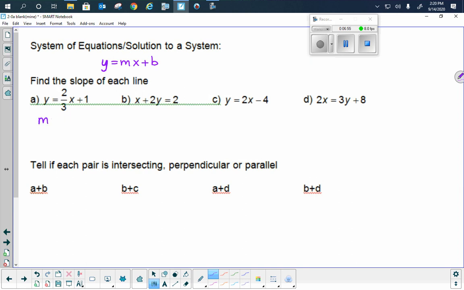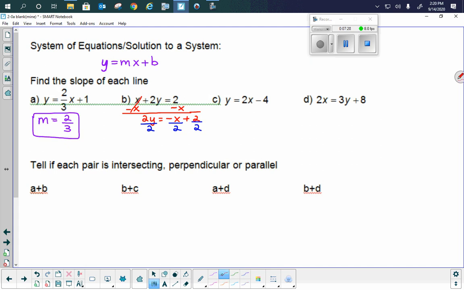Find the slope of each line from last chapter. Remember, your slope is the number in front of x, and your y-intercept is the b. Okay? All right, so here we go. Slope here in A is 2/3. This one in B, not in the right form. So let's manipulate it to make it in the right form. Okay, let's subtract x from both sides. Make that go away. And we would now have 2y equals negative x plus 2, because I'm thinking about putting it in y equals mx plus b form. And then here I'm going to divide by 2, but I've got to divide by 2 everywhere.